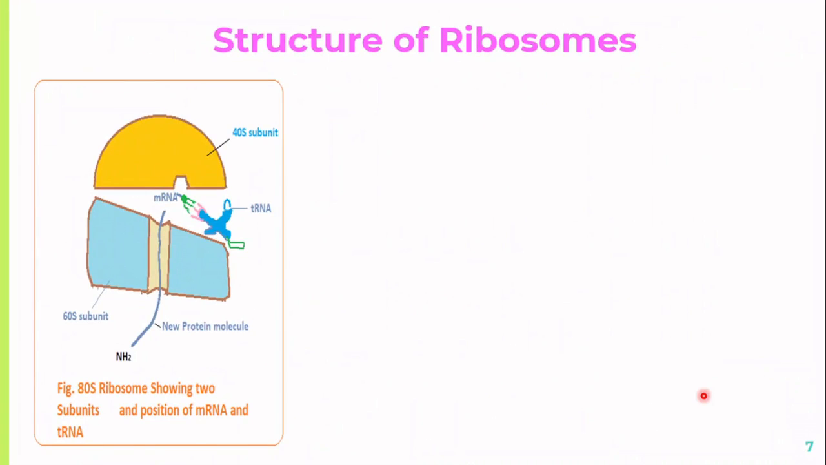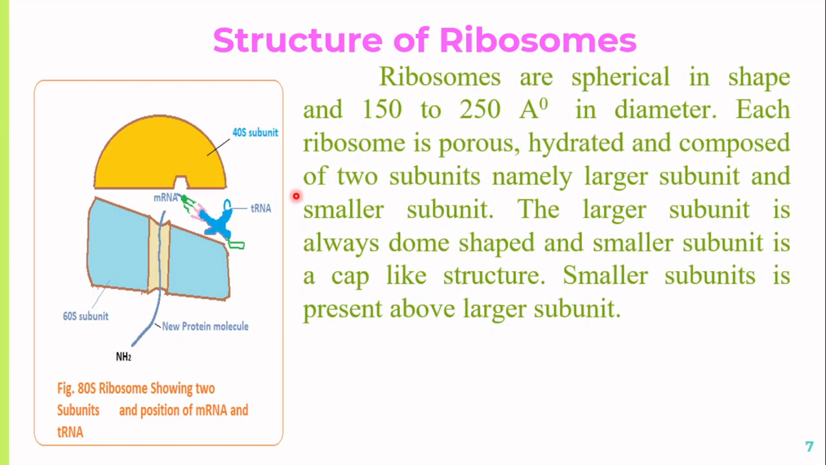Now we will proceed to see the structure of ribosomes. Here you can see the actual structure of ribosomes. Ribosomes are spherical in shape and they are 150 to 250 angstrom in diameter. Each ribosome is porous, hydrated and composed of two subunits, namely the larger subunit and the smaller subunit.